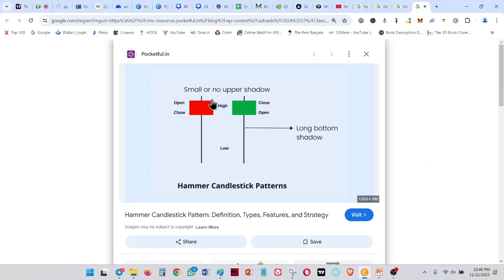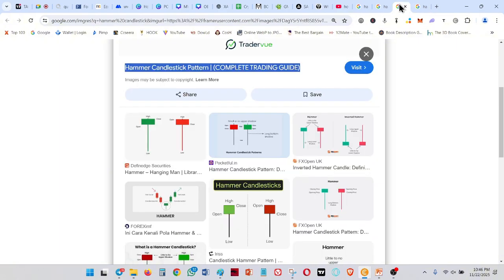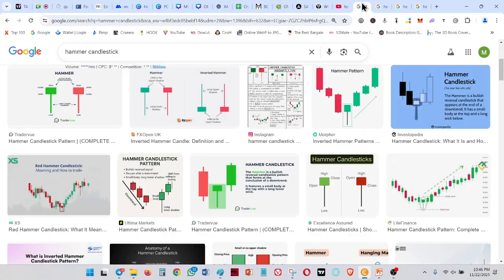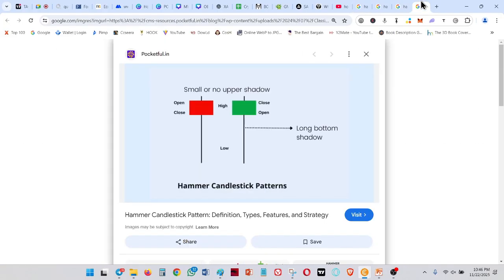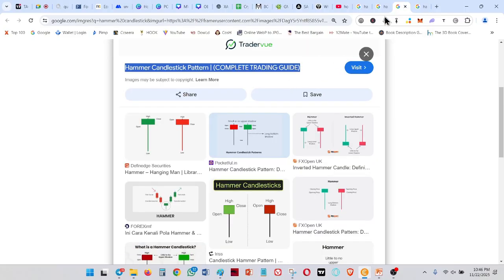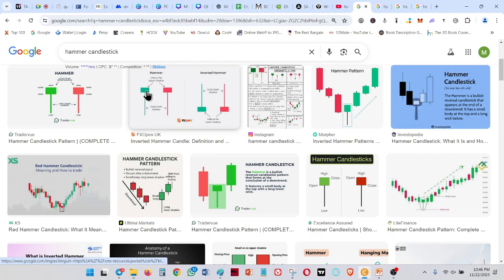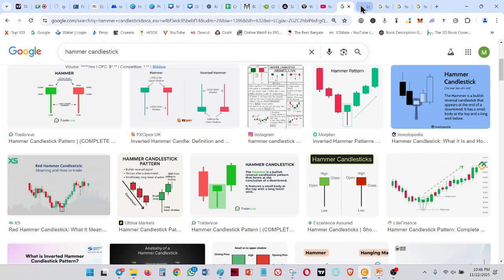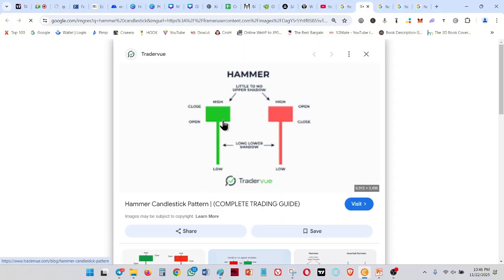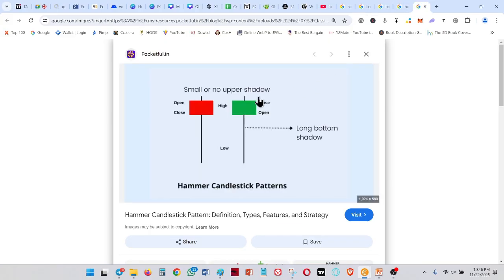So this is what a hammer is, like I said. It can have a small wick at the top, or it can be like this one here that does not have any wick at all. It can be like this one that does not have any wick at the top, and it can also be like this one that has a wick. All of it is what? A hammer.